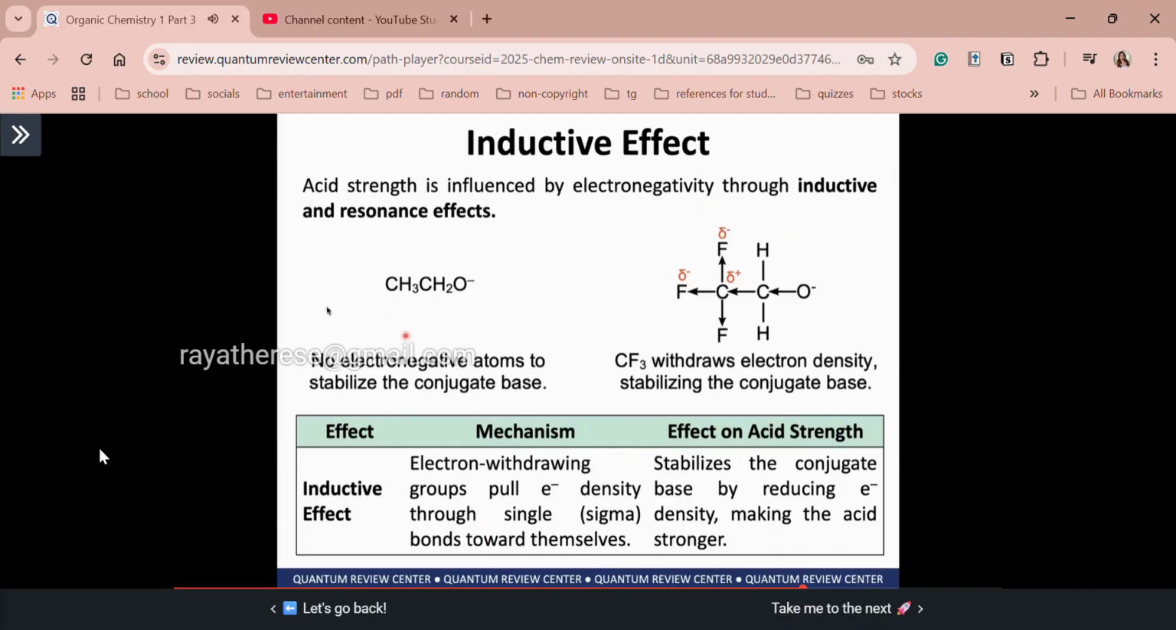So, that is the conjugate base of ethanol, right? Again, the conjugate base of the CF3CH2OH molecule is more stable. So that's your trifluoroethanol, class. Remember, that's through your inductive effect.